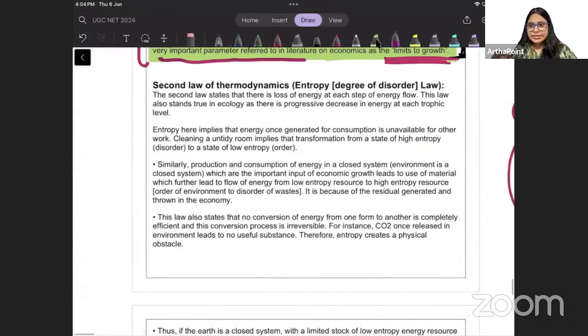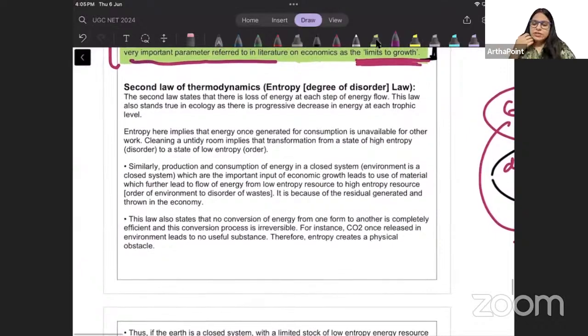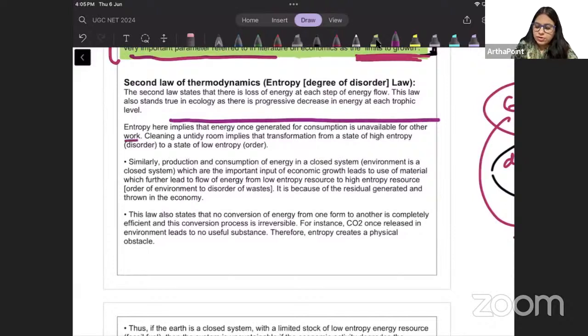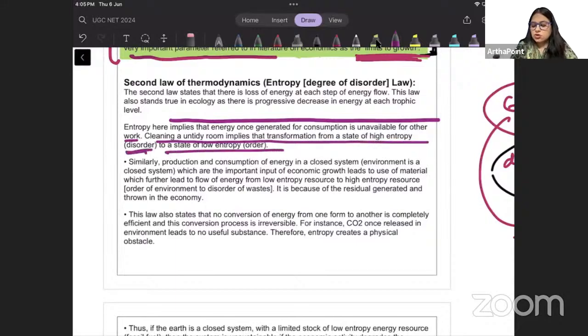Are you understanding this? So when we talk about entropy, entropy refers to the order of disorder. कितना ज्यादा disorder है, कितना degree disorder का है, that is called entropy. Entropy here implies energy once generated for consumption is unavailable for work. Cleaning an untidy room implies transformation from a state of high entropy to a state of low entropy.